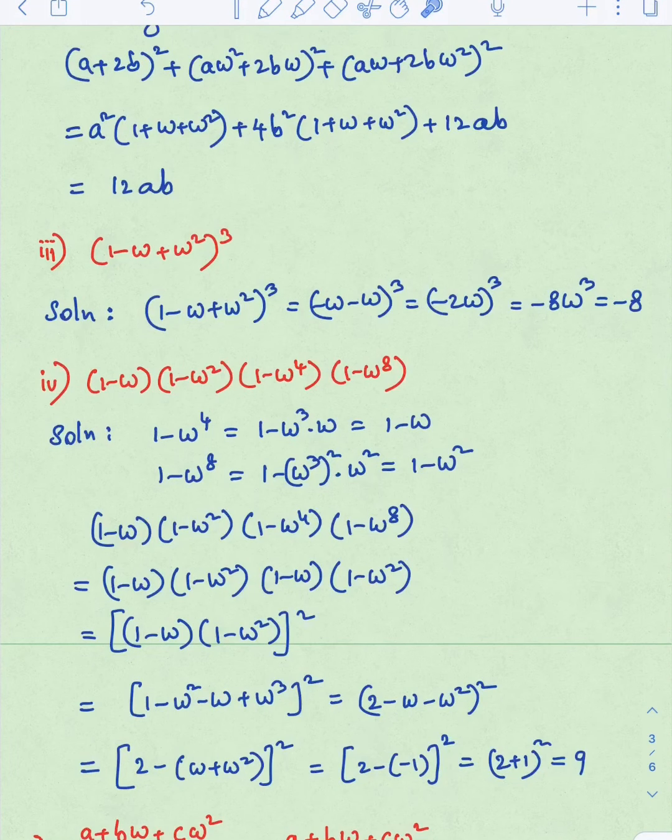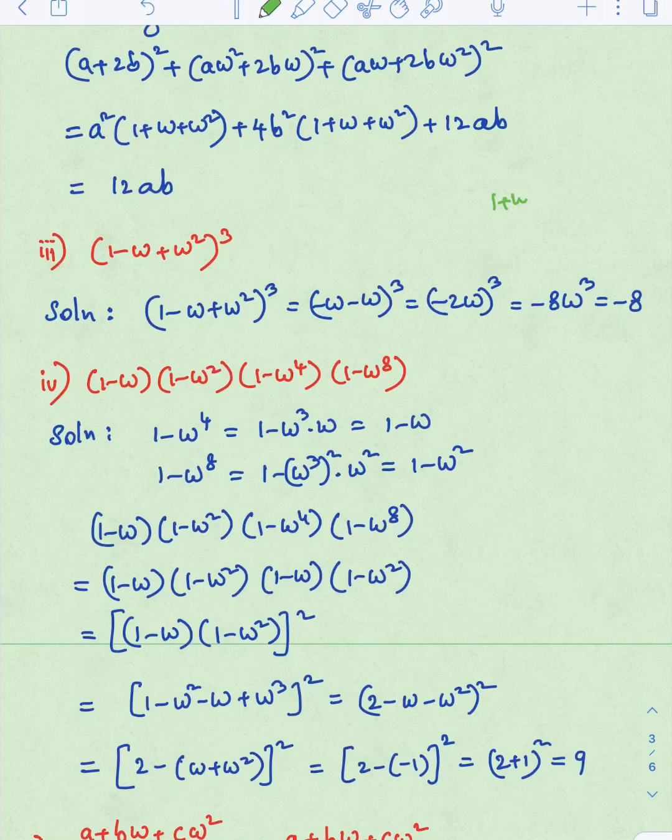Now the third bit is very simple. In only one line you can answer it. See, (1 minus omega plus omega square) whole cube. How to do it? This 1 plus omega square, first and last term. 1 plus omega square can be written as minus omega. So in the given question, 1 plus omega square can be written as minus omega, and minus omega.